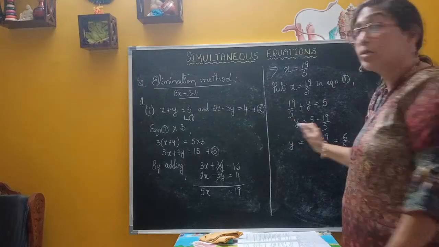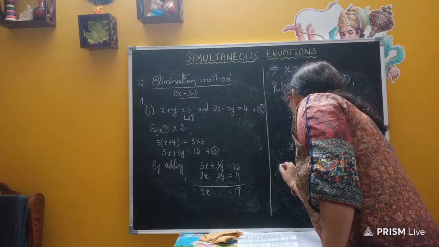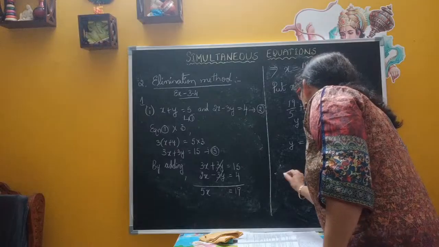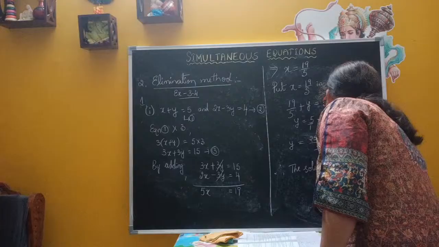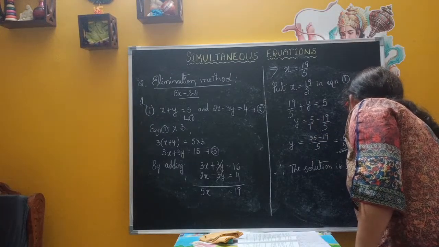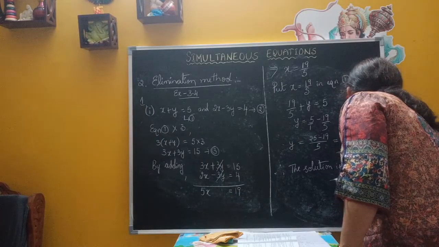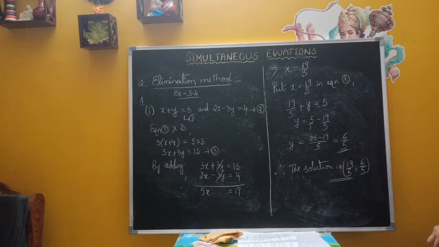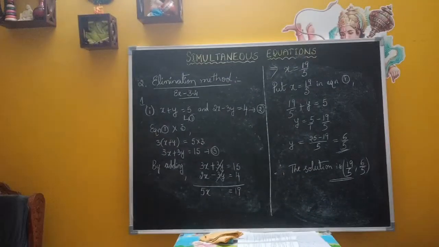So the solution is, this is not a statement problem, so we must write the conclusion. Therefore, the solution is, x value should be written first, 19 by 5 and 6 by 5. I hope it is clear, this method, very simple. Copy this.